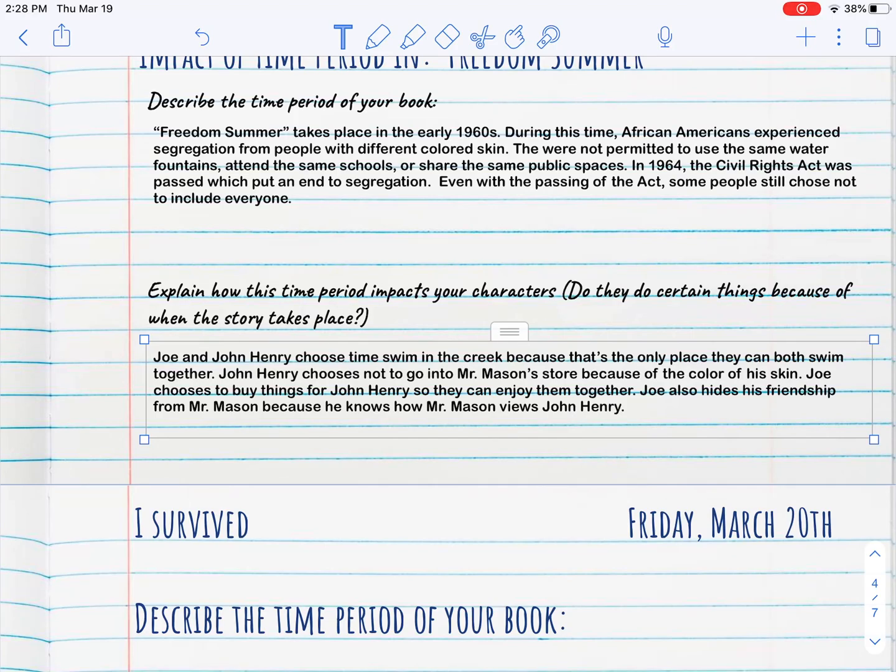Mississippi Bridge, think about your main characters. Think about what happens with the bus. Think about what happens at the store. Would your characters behave differently if it took place in a different time like today? And then The Watsons Go to Birmingham. Think about the time period in which your book takes place. Would your characters behave differently given different circumstances? Would Byron behave differently? Would the Watsons go to Birmingham? Think about all of those things.